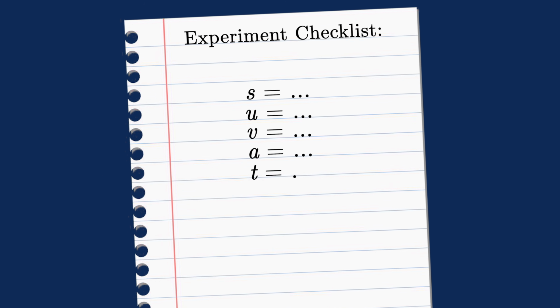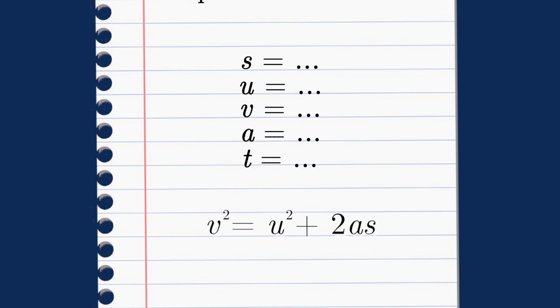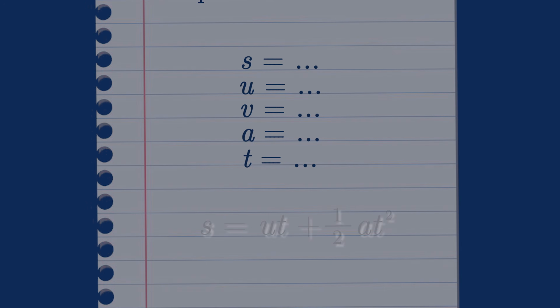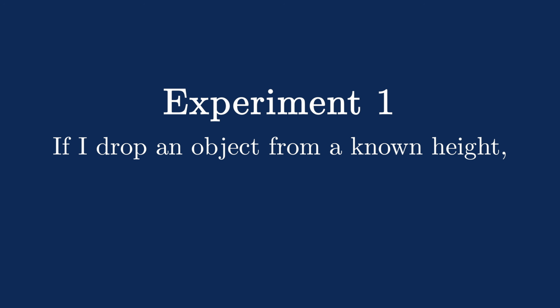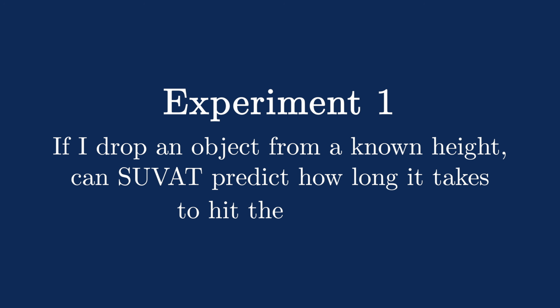So before every experiment, we're going to make a little checklist. We're going to ask, well, what is S, what is U, what is V, what is A, what is T? And then we will choose the equation that leaves out the one we don't know and we don't need. And our first test is going to be simple. If I drop an object from a known height, can SUVAT predict how long it takes to hit the ground?